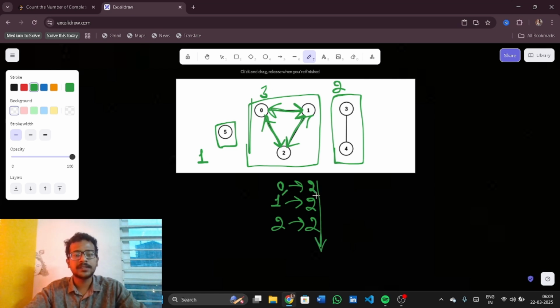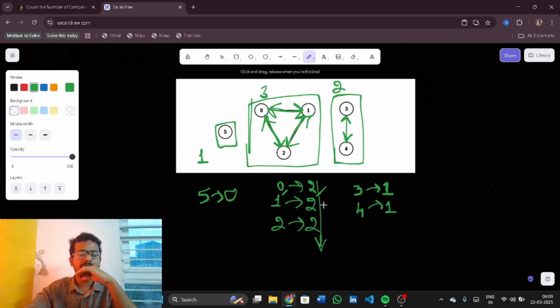Let me go through the other components; here it is the third component, right? Now I have 3. 3 is connected with only one vertex, which is 4. So the number of vertices connected to 3 is only 1. Now 4 is connected with 3, which is only 1, so 4 has only one vertex connected to it. Now 5. 5 has no vertex connected to it, so 0 is the count.